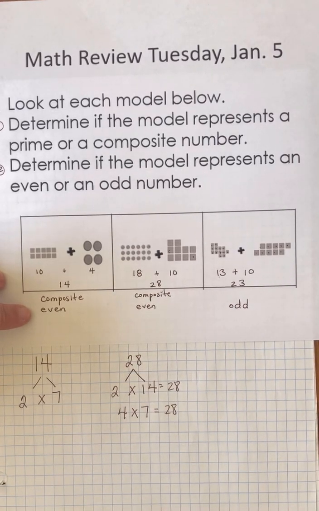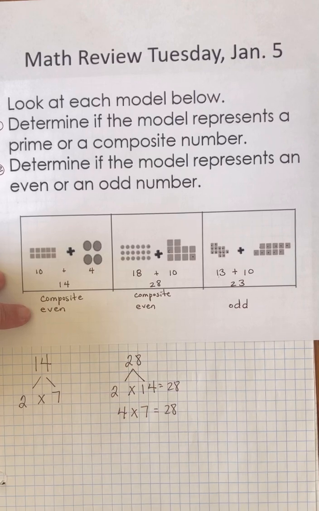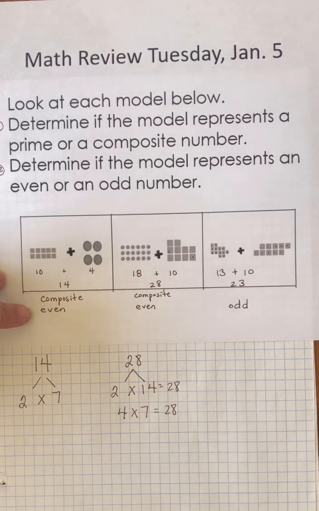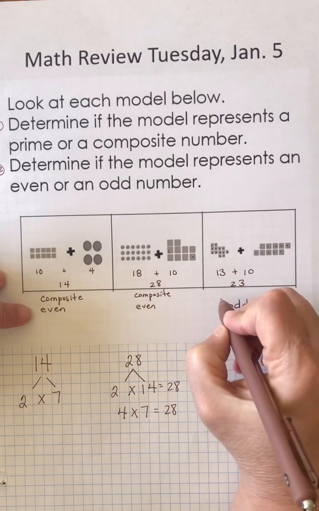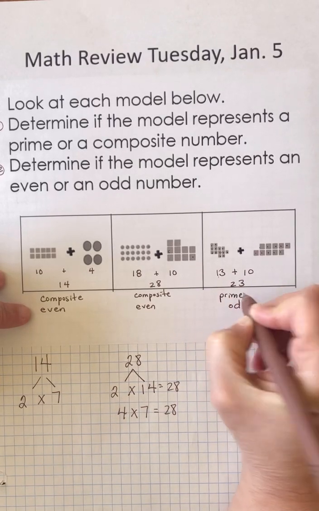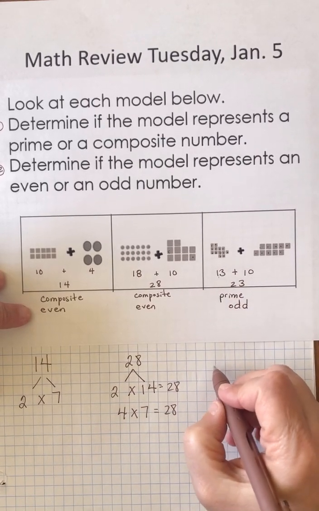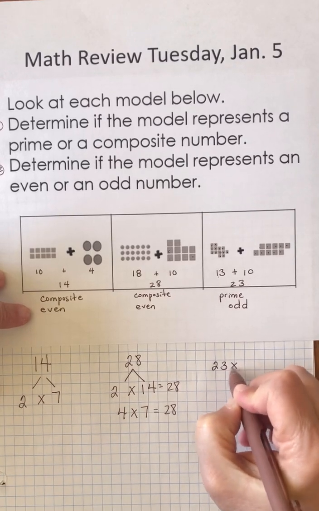Is anything times 3 equal 23? Well, 7 times 3 is 21. No. Okay. 8 times 3 is 24. No. Okay. Anything times 4? No, because it's odd. Anything times 5? No, it doesn't end in a 5 or a 0. Anything times 7? No. Oh, guess what? 23 is a prime number. The only 2 factors of 23 are 23 times 1.